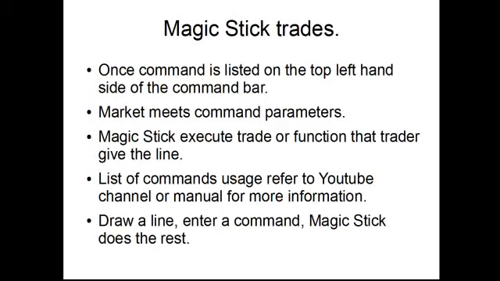So Magic Trades, once the command is listed on the top left hand side of the bar, the market meets the parameters, the commanding parameters, the Magic will execute the trade or function that the trader gives the line. The list of commands and uses you can refer to the YouTube channel or the manual for more information. So the general steps of using Magic is you draw a line, you enter a command, the Magic does the rest.